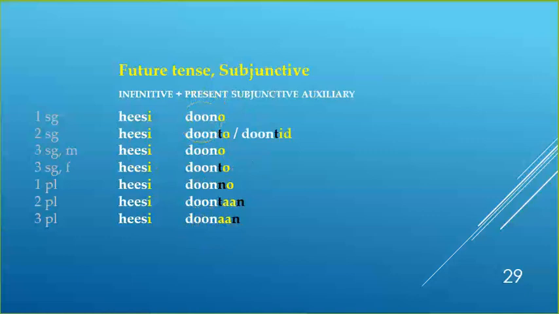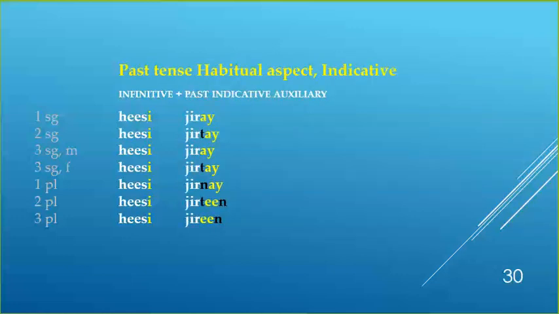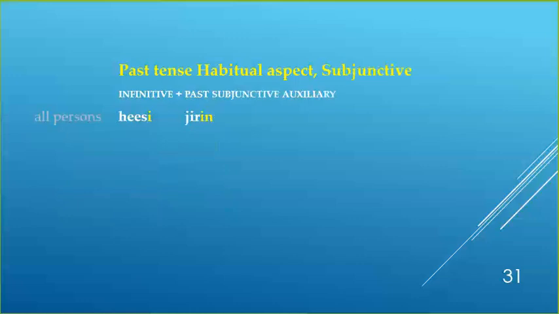So the future subjunctive would then look like this. I don't think I listed the reduced forms, but in order to show all the possibilities, I should have also added the reduced indicative and the reduced subjunctive. Then we have the past tense habitual aspect in the indicative. And again, we can also have it in the subjunctive, in the reduced forms, and so on. Yeah, here is the subjunctive.